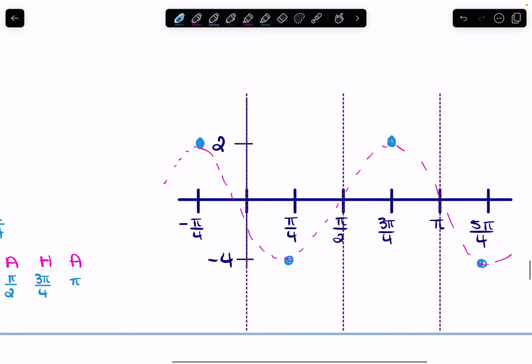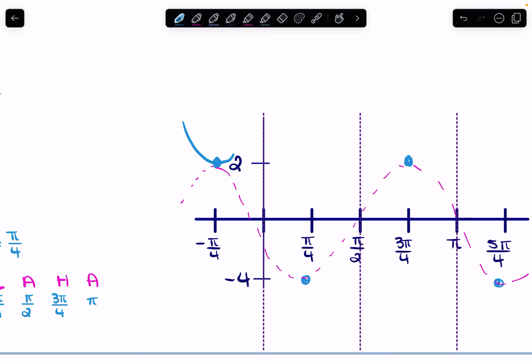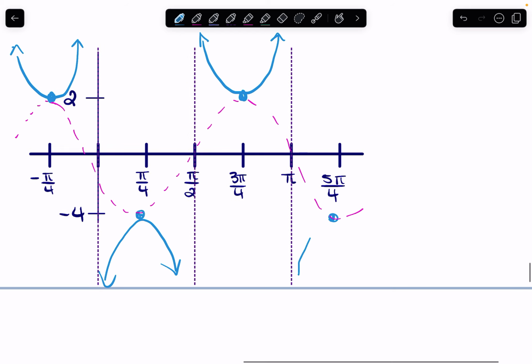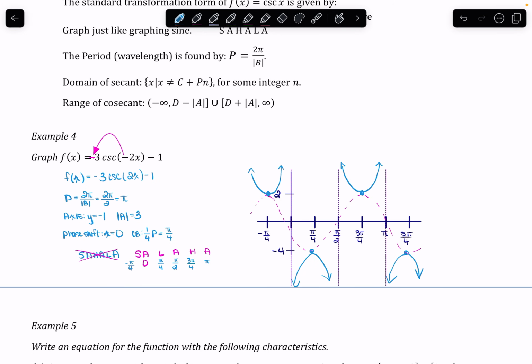And then we just turn out. So I'm going to turn the highs out towards infinity and the lows out towards negative infinity. Turn them out, turn them out, turn them out. So there's our cosecant graph.